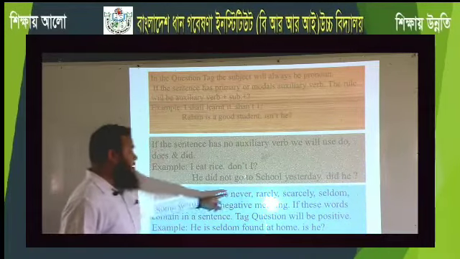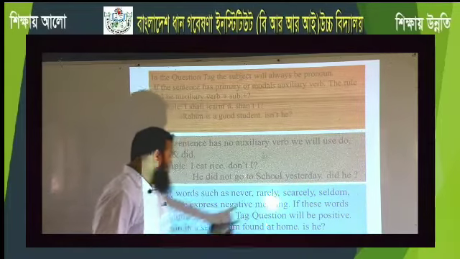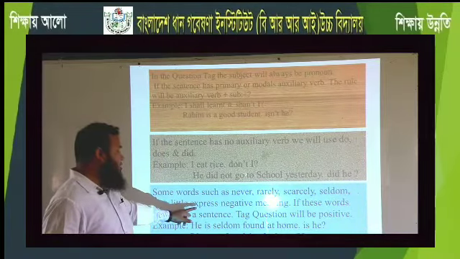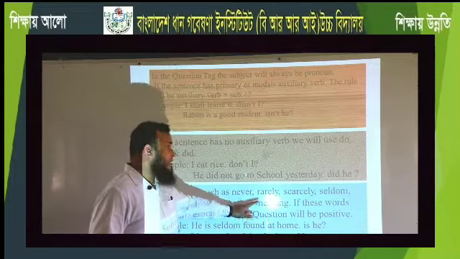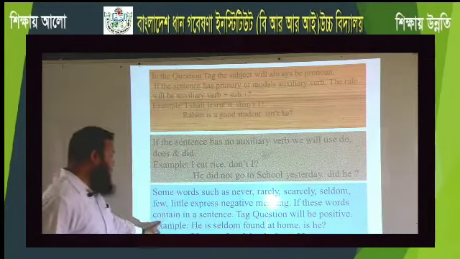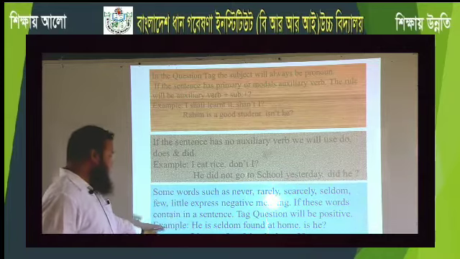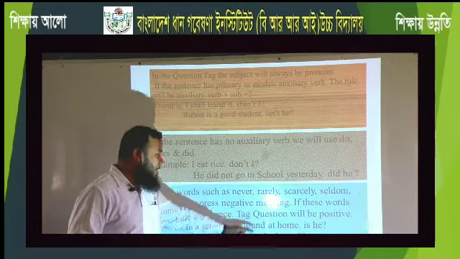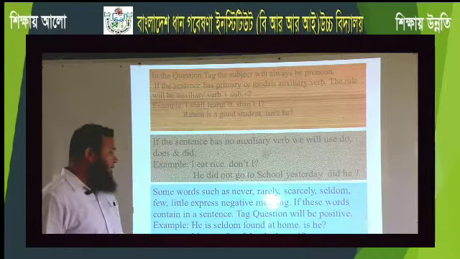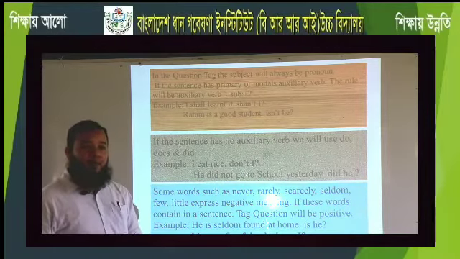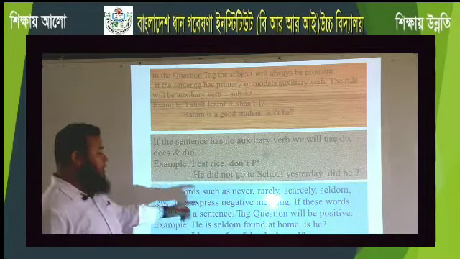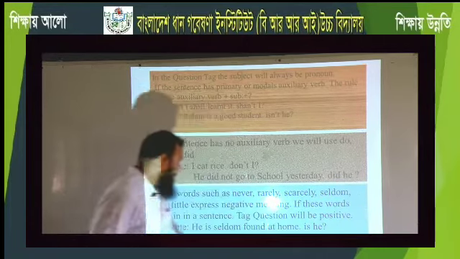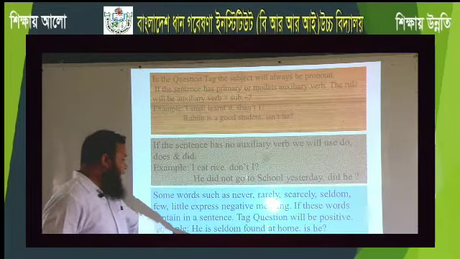Remember, again I repeat, never, rarely, scarcely, seldom, few, little, these kinds of words express negative meaning. Since it is negative, our tag question will be affirmative or positive. For example, he is seldom found at home. This means তাকে বাড়িতে পাওয়াই যায় না, a negative idea. So our tag question will be positive, is he? Again, I have a few friends. আমার বন্ধু নেই বললেই চলে, a negative idea. So our tag question will be affirmative, have I, and a question mark.